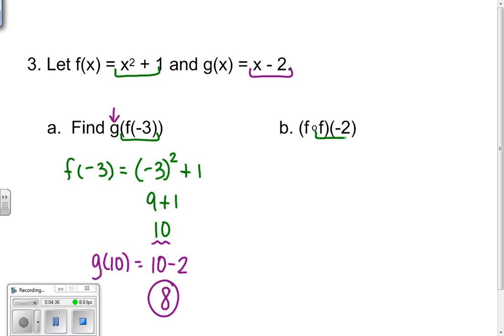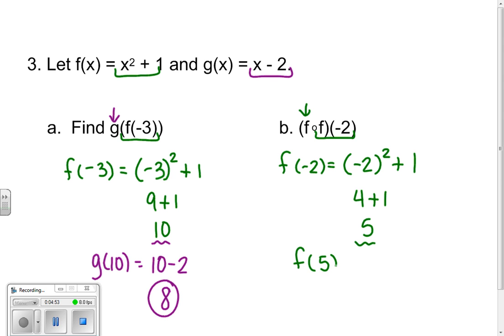Letter B, I'm going to do f of -2 first. f of -2 says square -2 and then add 1. -2 squared is 4, and 4 plus 1 is 5. Be careful with this one. They want you to turn it around and put it right back into f. So now I'm going to do f of 5. You'll get a different answer. That's okay. 5 squared plus 1 means 25 plus 1, which is 26.